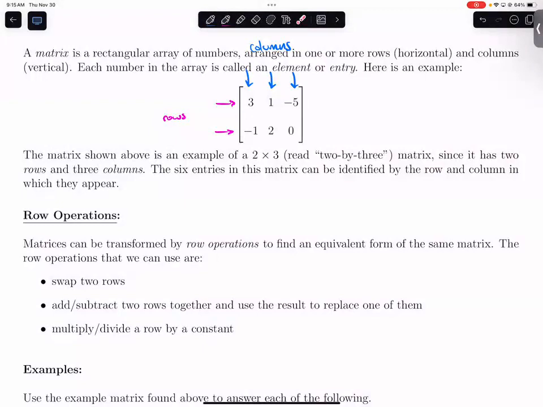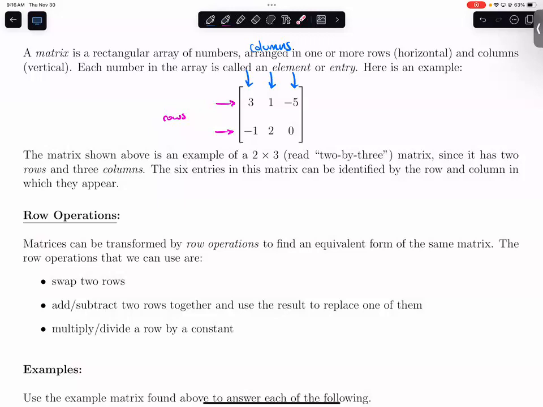So the row operations that we can use are swapping 2 rows. So the order doesn't matter. It doesn't matter that they're written like that rather than like this. So I could write -1, 2, 0, 3, 1, -5, and it would be the same thing, right? So I can swap. We can add or subtract 2 rows together and then use the result of that to replace one. So I can add those together, add the entries. So 3 plus -1 would be 2, 1 plus 2 would be 3, -5 plus 0 would be -5. That new row, I can use it to replace either of the 2 that we started with, and that's still okay, right? It's still the same thing.